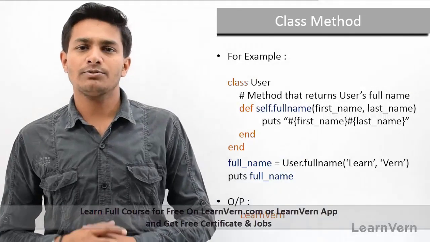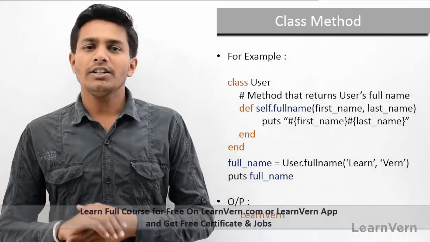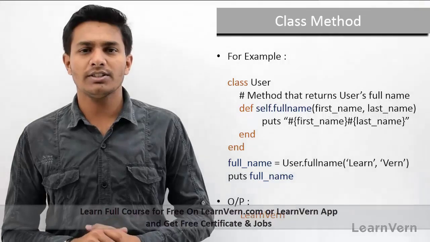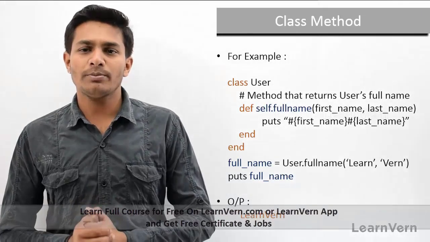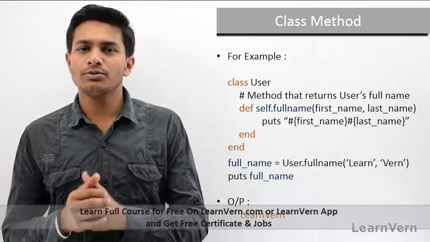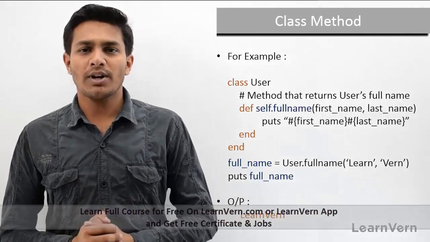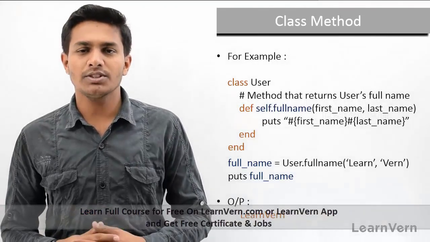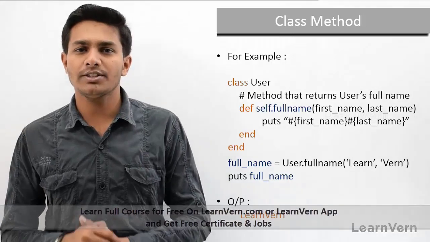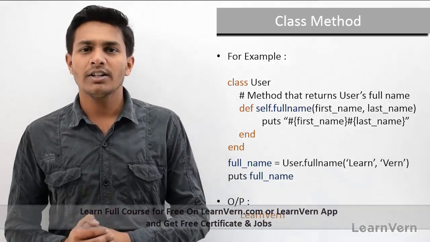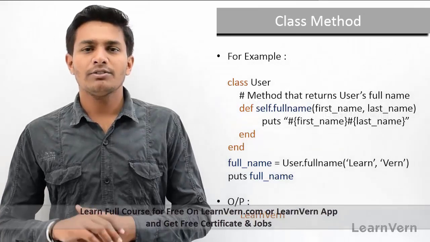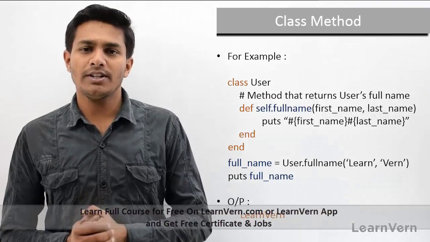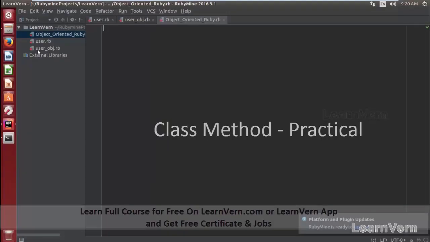For class level methods, one thing we need to keep in mind is that every class level method must start with a predefined Ruby keyword, that is self. For example, if I want to create one method get full address, I need to write def self dot my method name. So this is the basic syntax that we need to consider while working with class level methods. In instance level methods, we do not need to specify any predefined keyword while defining a method. Class level methods in Ruby.